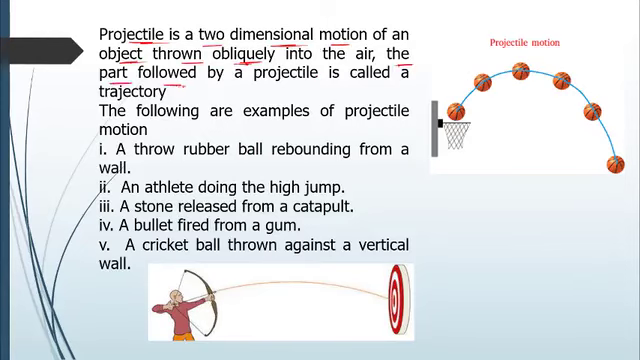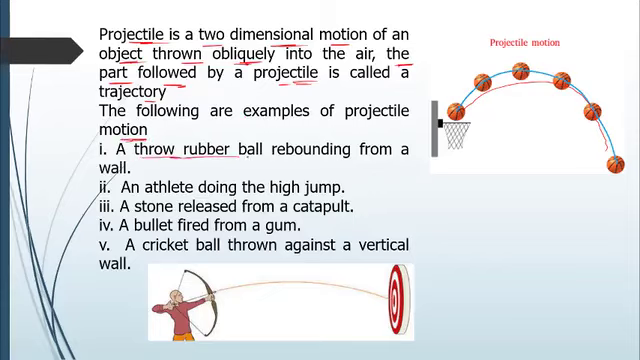So the path that has been followed by a projectile is called a trajectory. So think about a basketball that has been thrown up. Now this basketball follows a path we call a trajectory.